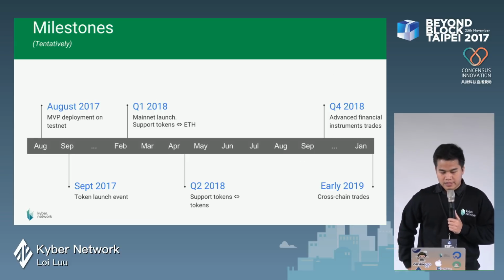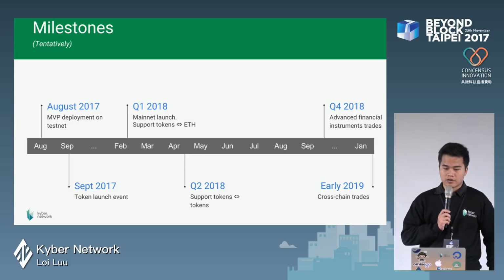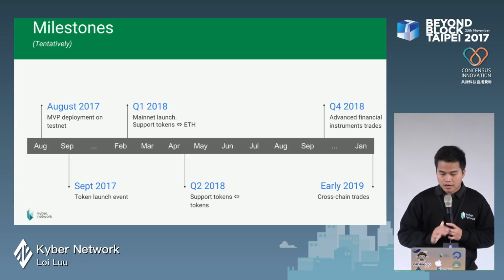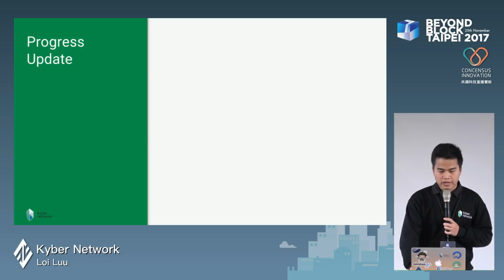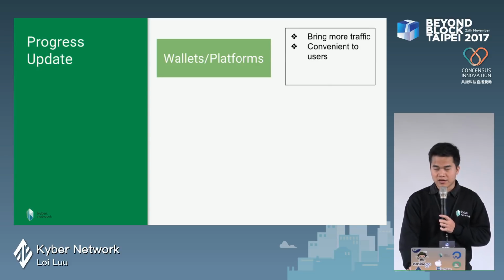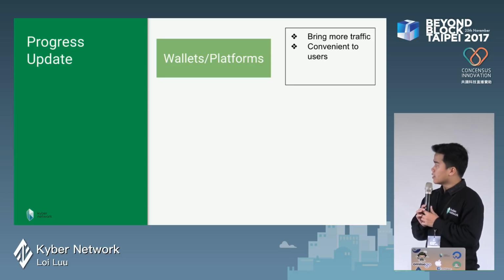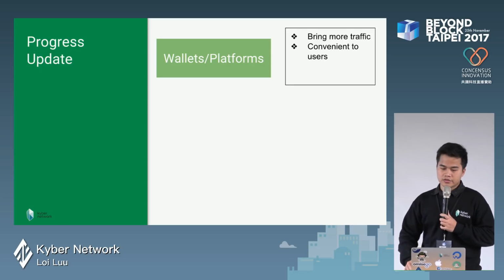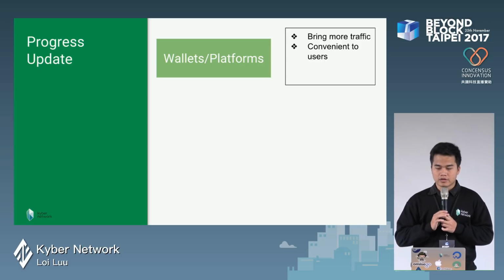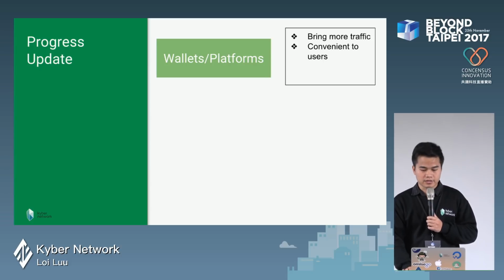We did our token sale back in September 2017, or 2 months ago, and we are targeting to launch on mainnet by early next year. So I just want to give you a quick update on the progress so far. We have 3 important components: the wallets and platforms that are going to integrate with Kyber. The main purpose of this component is to bring more traffic to Kyber Network, and also make it more convenient for the user to convert and trade between tokens.